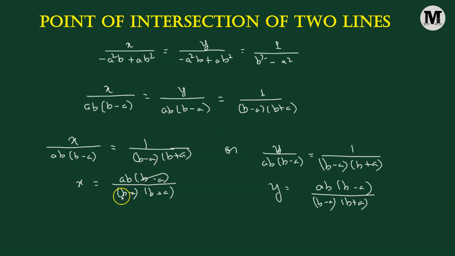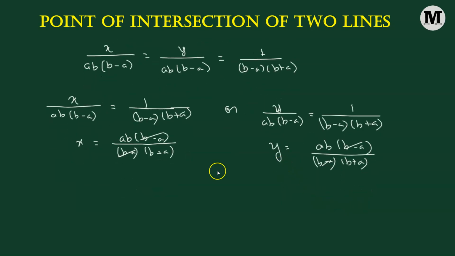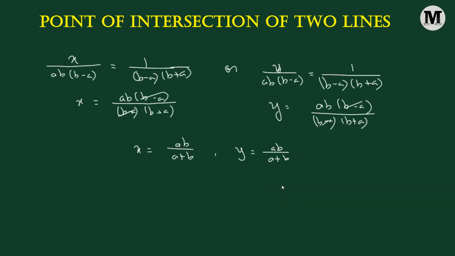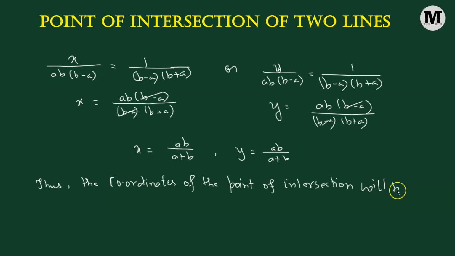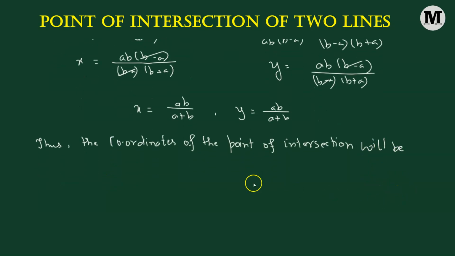Okay, so we can factor out b minus a from the numerator and the denominator, and that is going to give us the values of x and y. So x comes out to be equal to ab over a plus b, and y comes out to be equal to ab over a plus b. So we have successfully obtained the coordinates of the point of intersection. We can say thus the coordinates of the point of intersection will be, taking the x and the y coordinate, ab over a plus b, comma ab over a plus b.